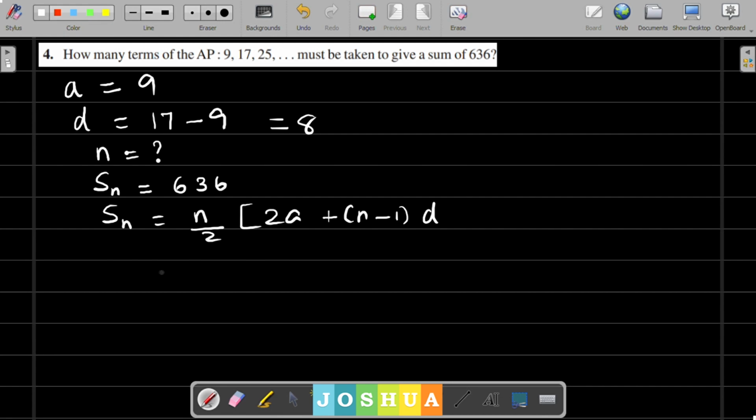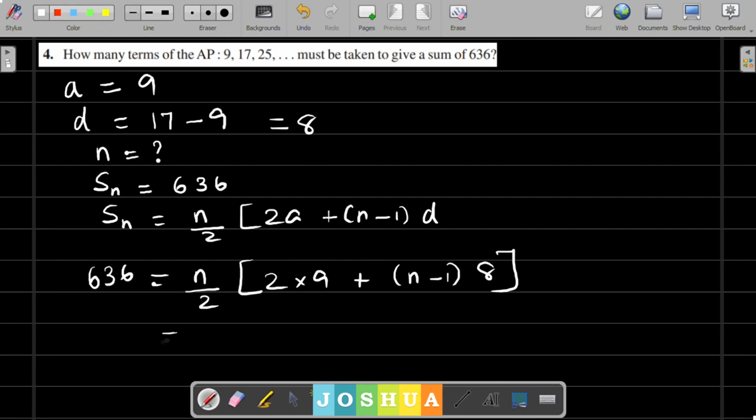I don't know the value of n, so I keep n as it is: n by 2, a value is 9, 2 into 9, n minus 1, d equal to 8. When I expand this, Sn we already know is equal to 636. So n by 2 times 2 nines are 18 plus 8n minus 8 is equal to 636. I take the equation to the next page.